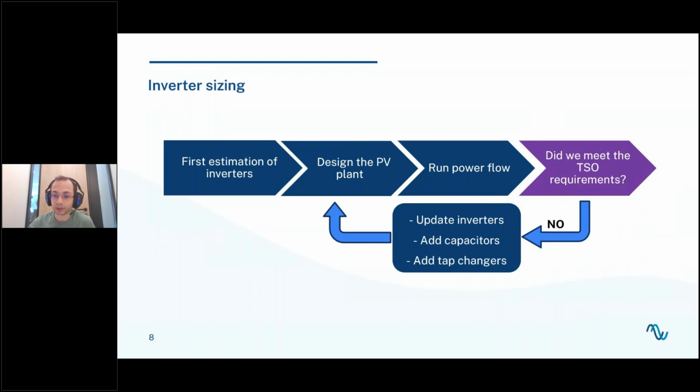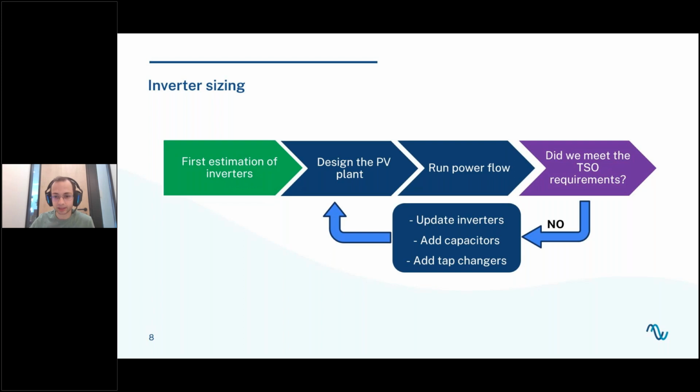So we design the PV plant, we run a power flow analysis, and with this power flow analysis, we can understand whether we met the TSO requirement, the transmission system operator requirement. But if we did not meet this requirement, we have to go back and change the plant. So we might have to add more inverters, we might have to add capacitor banks, or if we were not able to work the inverters at an admissible voltage level, we might have to add tap changers to the transformers.